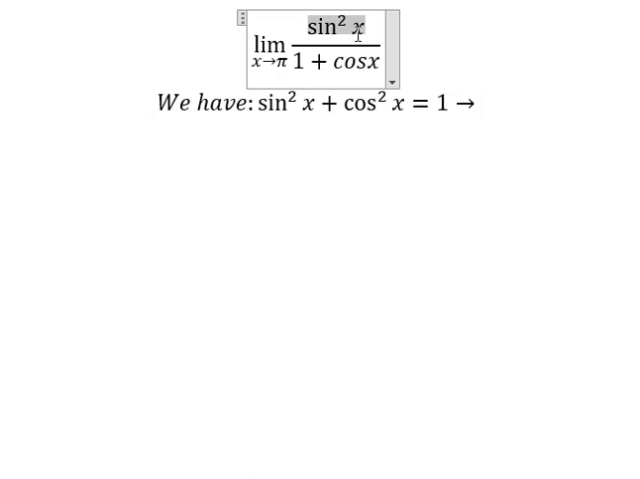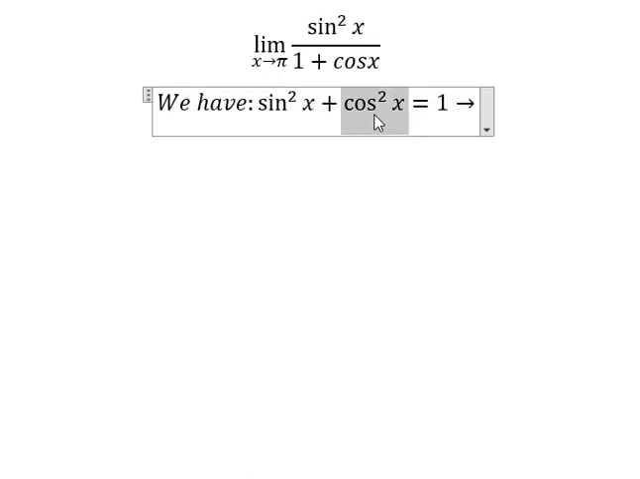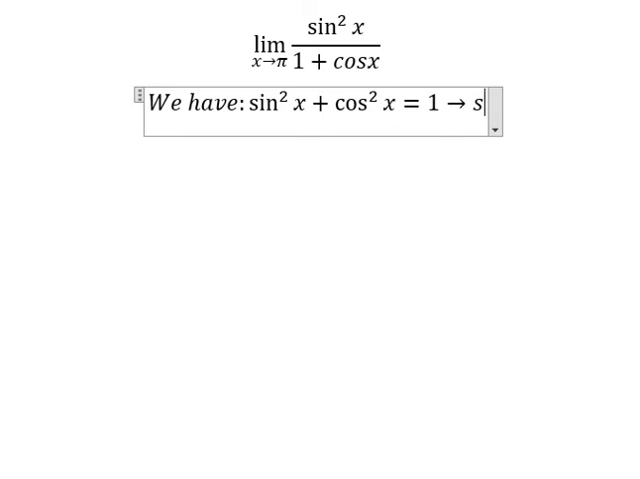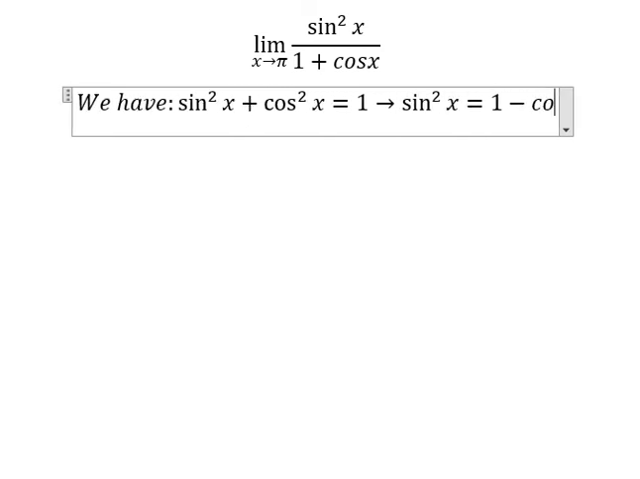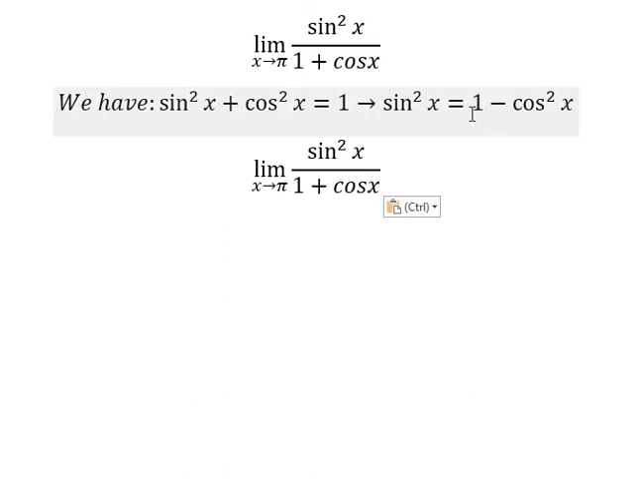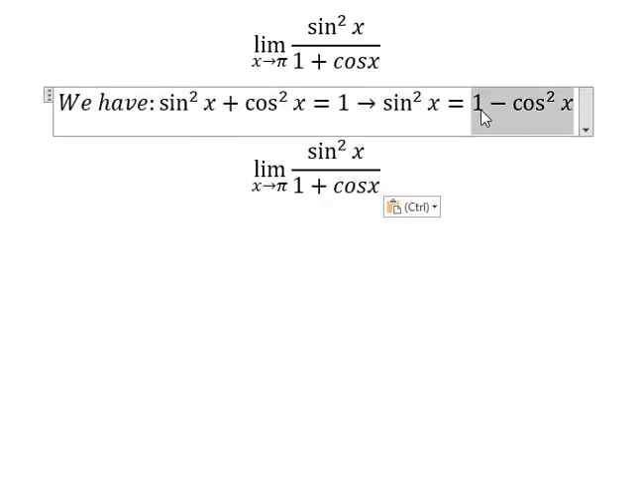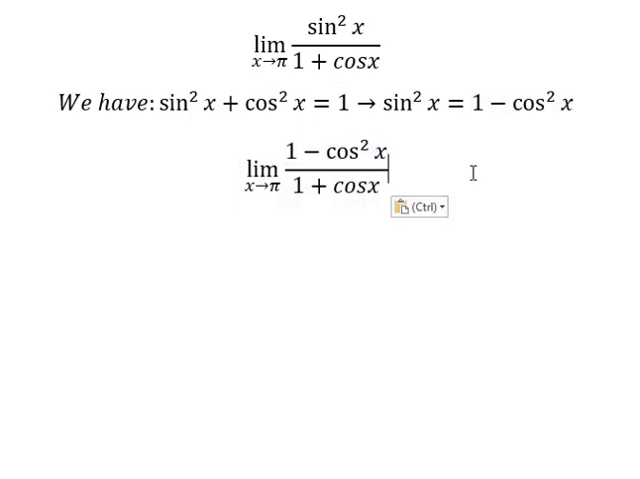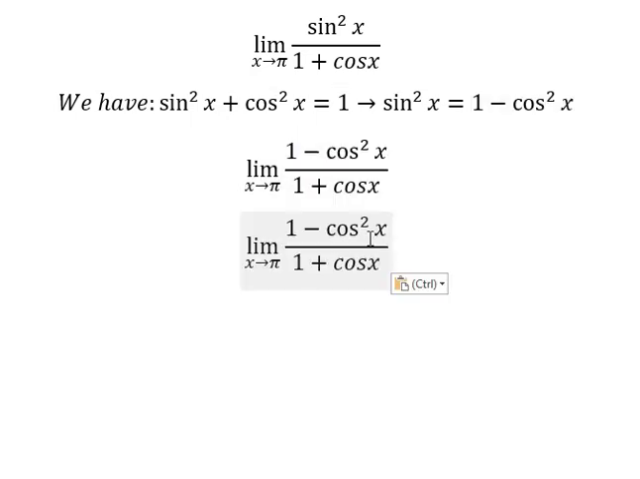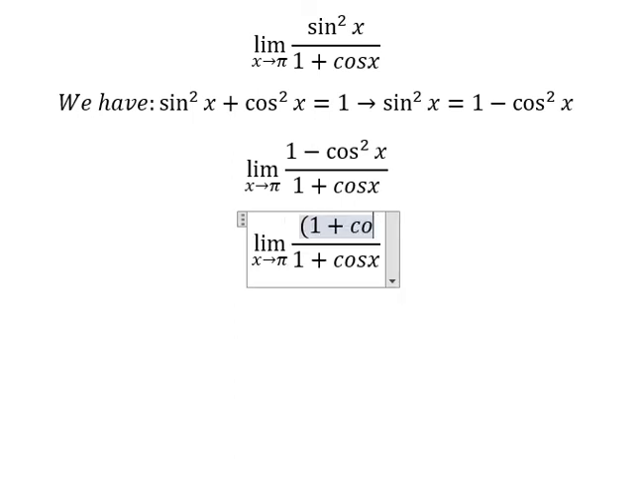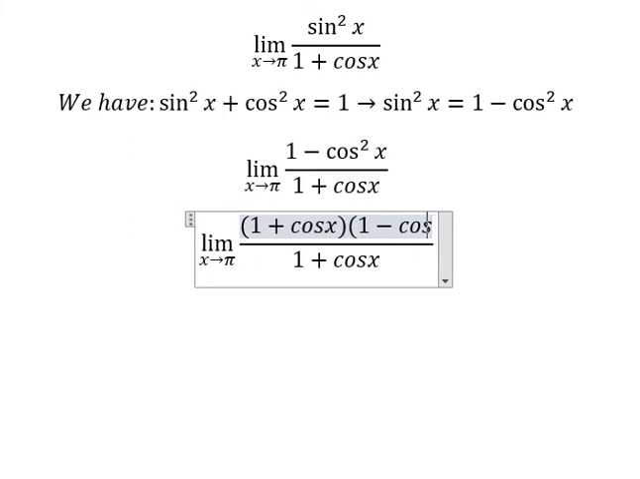So we have sin x squared in here. So I will put cosine x squared to the right. So we need to change sin x squared into 1 minus cosine x squared. About this one, that is about identity, so I can put it into 1 plus cosine x, 1 minus cosine x.